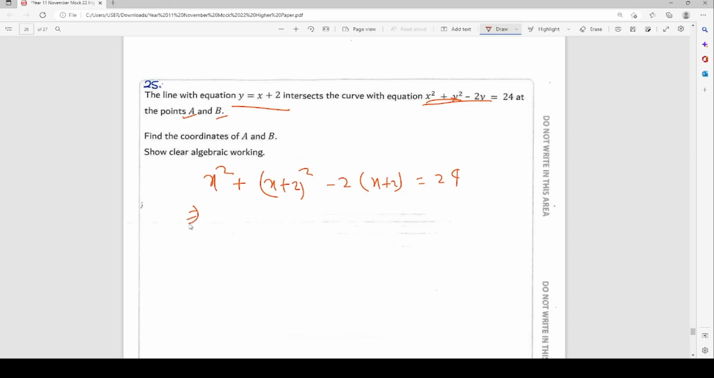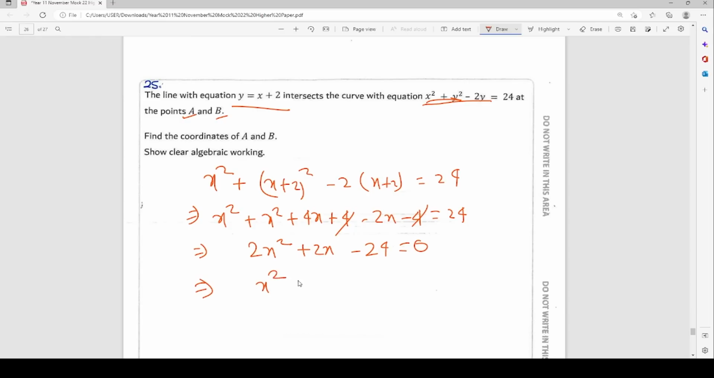Now let's open the bracket and try to solve it. x squared plus x squared plus 4x plus 4 minus 2x minus 4 is equal to 24. What will it give us? 2x squared plus 2x, and this 4 and 4 will get cancelled. I will bring this 24 to the other side, so negative 24.